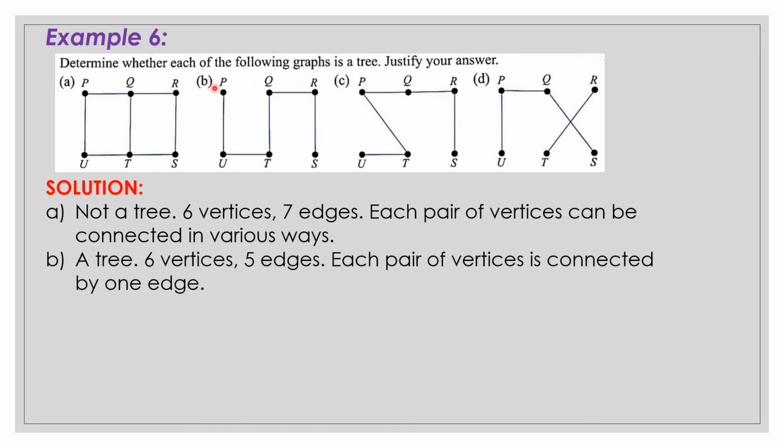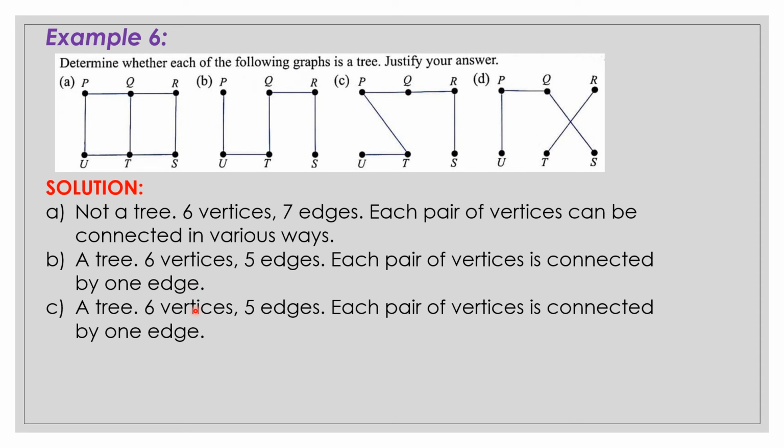And then B. B is a tree because for a tree you have n minus 1 edges. So you have 6 vertices and 5 edges, and each pair of vertices is connected by one edge only. Then we go to C. C is also a tree. You have 6 vertices and 5 edges, and each pair of vertices is connected by one edge only.